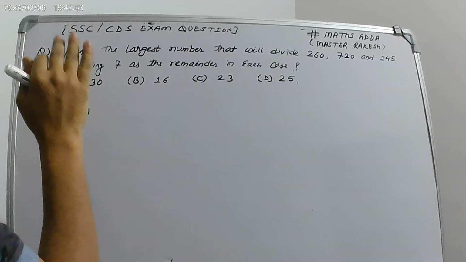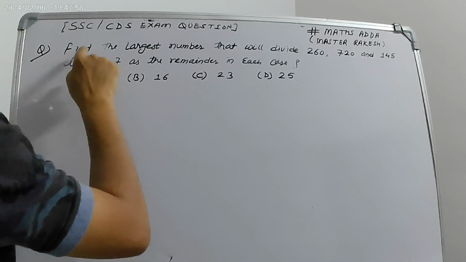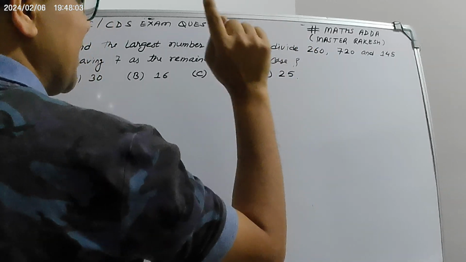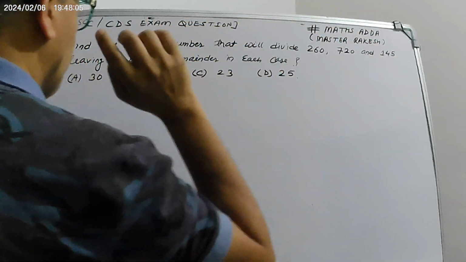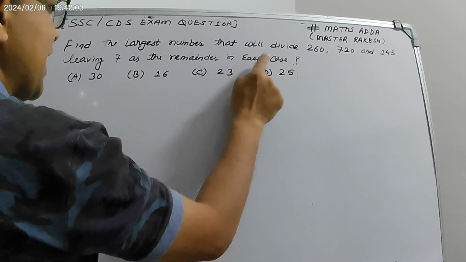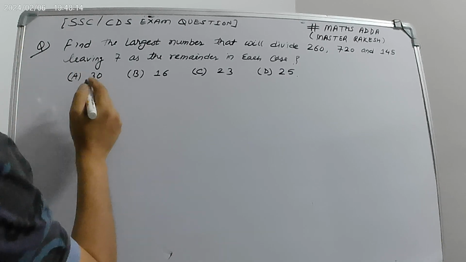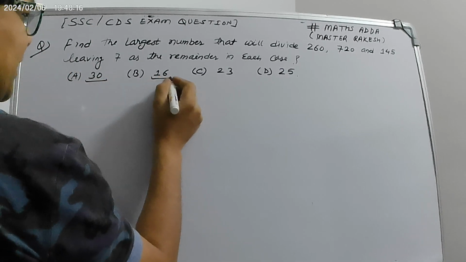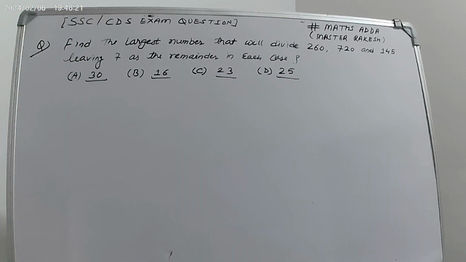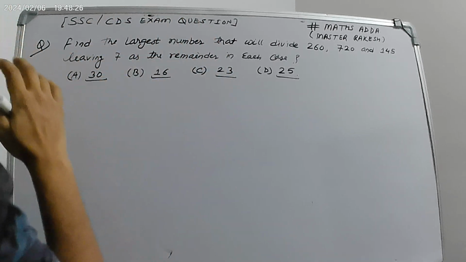This is the question in SSC in 3 days examination. I'll read the question out. Find the largest number that will divide 260, 720 and 145, leaving 7 as the remainder in each case. There are 4 options given: 30, 16, 23 and 25. These are the 4 options given in this question. So you have to derive the answer.